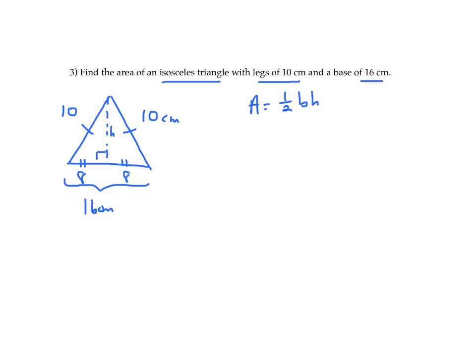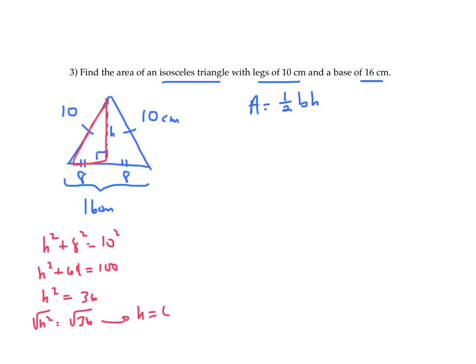So we need to use the Pythagorean theorem. We're looking at one of these little right triangles. We're going to say that the height squared plus 8 squared is equal to 10 squared. So height squared plus 64 equals 100. When you subtract 64 from both sides, we get the height squared equals 36. And then just take the square root of both sides. So we end up with h equals 6.